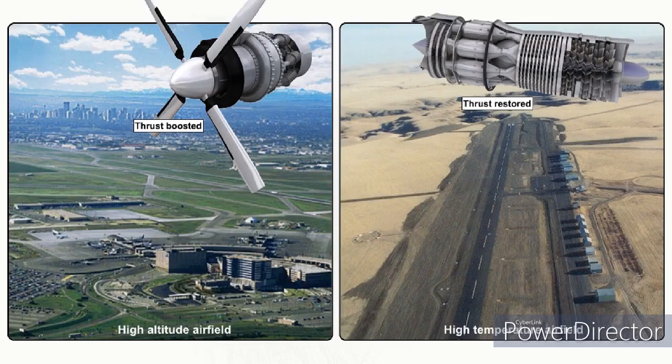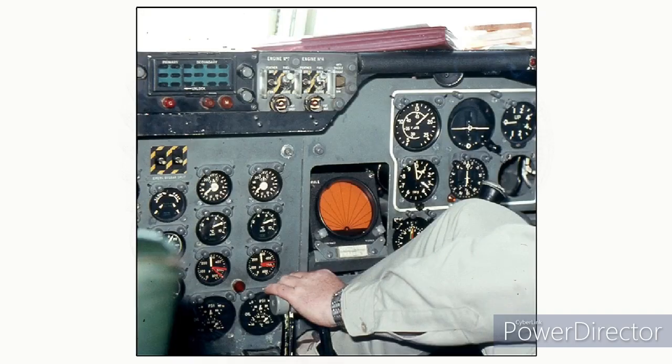In conditions of high altitude and/or high ambient temperature, the use of a water injection system can restore the thrust of a turbojet engine and boost the output of a turbopropeller engine. Typically, the water injection system is activated by moving the throttle to the takeoff position.